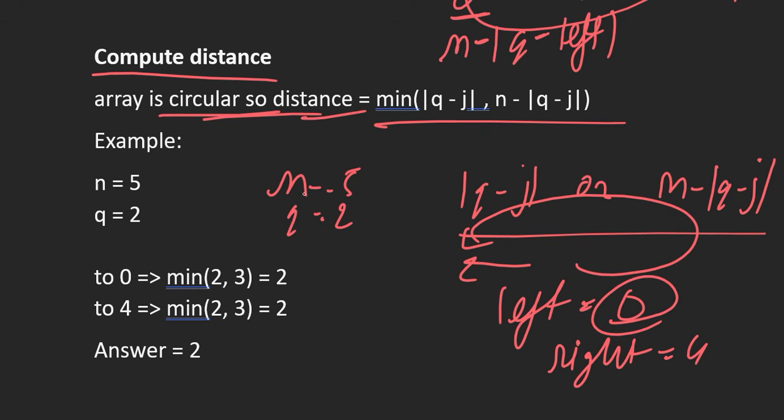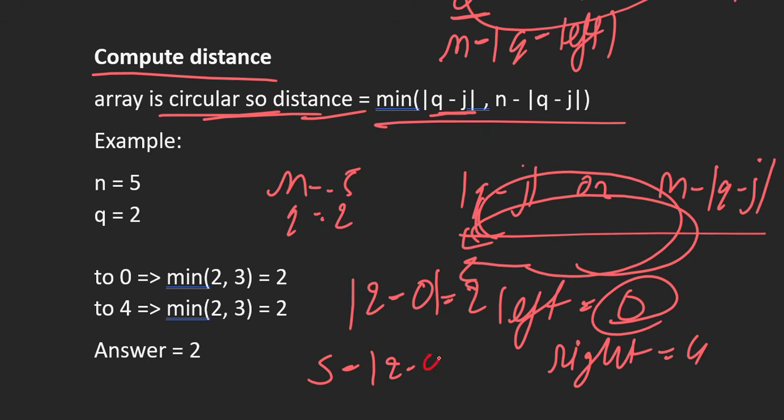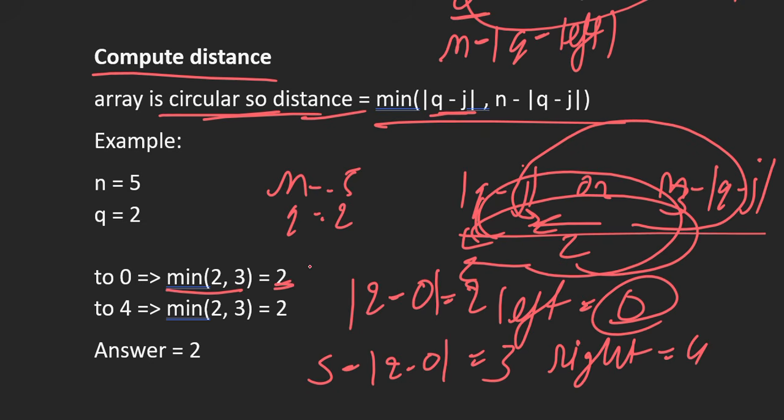So for left index 0, what can be the two distances? One is the direct distance, that is Q, 2, minus the left 0. So 2 minus 0, one distance is 2, and the other is the circular distance, that is n, 5 minus 2 minus 0, so 3. If we go directly to that element, the distance is 2, and if we go by taking the whole circle, then the distance is 3.